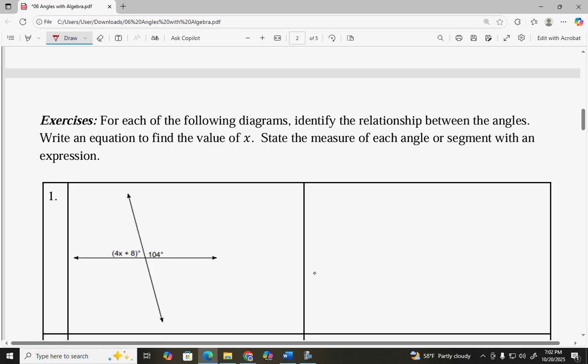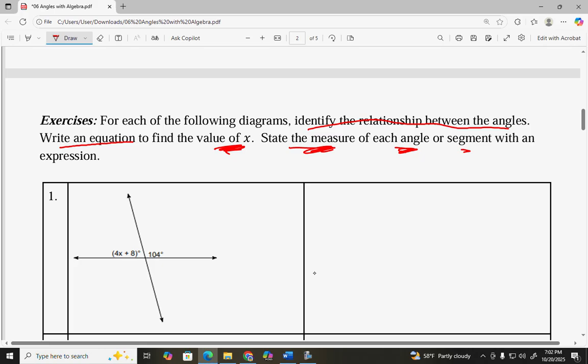It says for each of the following diagrams, identify the relationship between the angles. That means decide, are they complementary? Are they supplementary? Are they vertical? Is it a bisector? So identify the relationship. Then you have to write an equation. It clearly says you have to write an equation and find the value of x. After you do that, you're going to state the measure of each angle or segment with an expression.